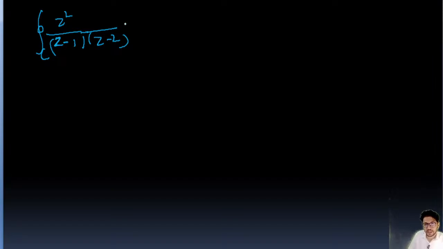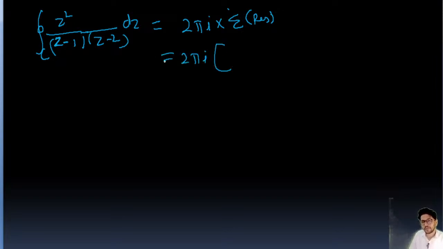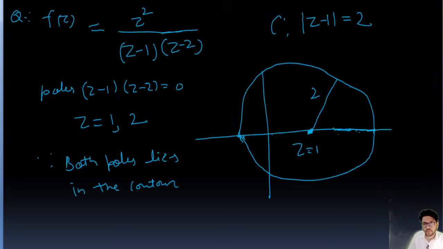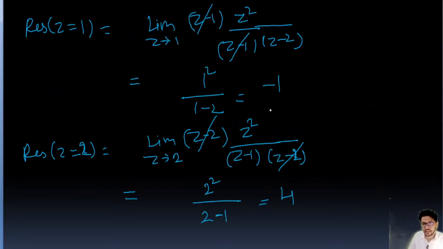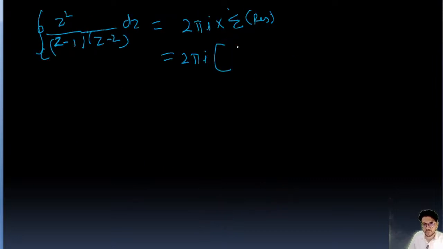So from the Cauchy integral theorem, the closed contour integration of z squared upon (z minus 1)(z minus 2) dz is going to be 2 pi i times the sum of residues. The residue at z equal to 1 is minus 1, and at z equal to 2 is 4. So minus 1 plus 4, and this value is going to be 6 pi i.